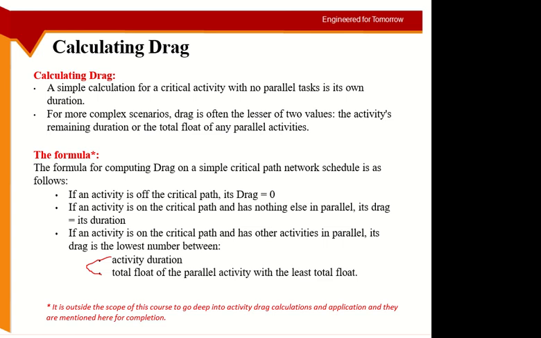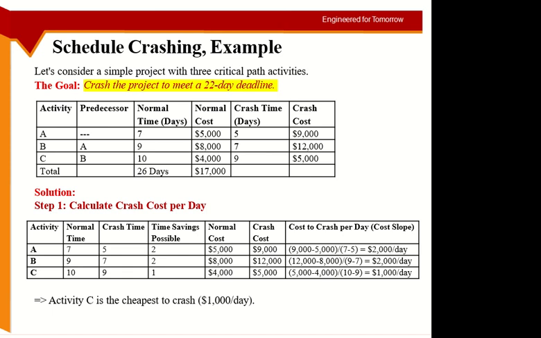They have given a very good rule here, three rules. Non-critical activity, drag equals 0. Non-critical activities have floats, total float, free float, and so on. Critical activity with nothing parallel, drag equals duration. Critical activity with parallel activities, drag equals duration or minimum float, whichever is minimum. These are three rules which can help you do the calculations quickly.